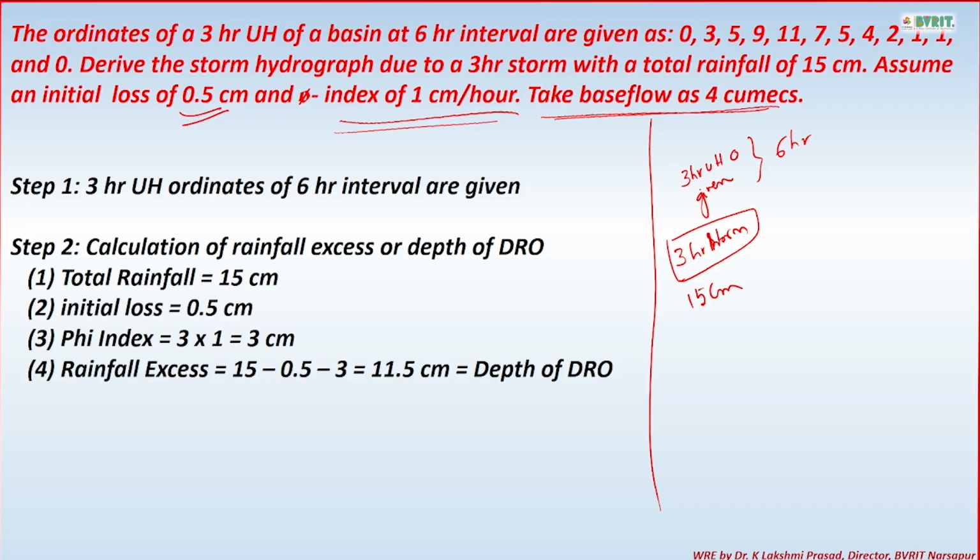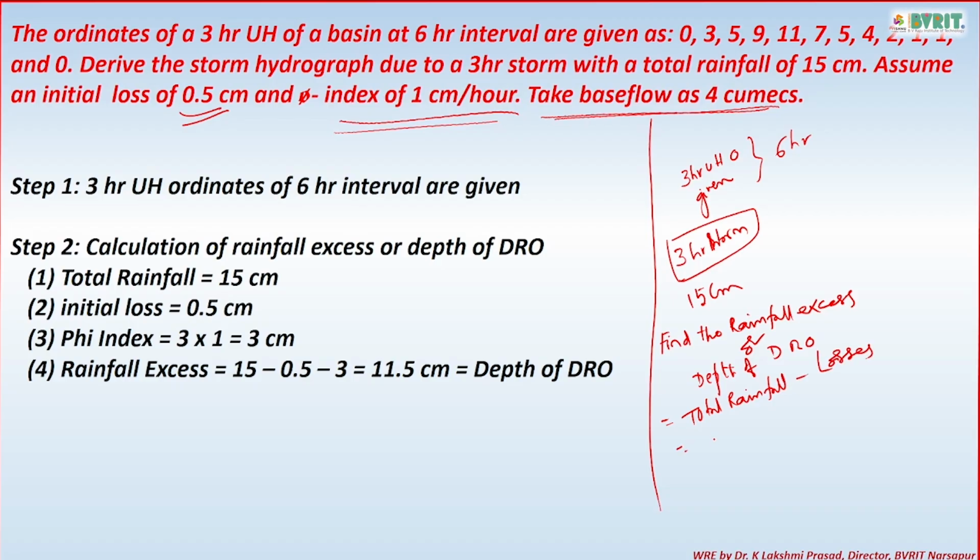So what is my first step? Find the rainfall excess, or depth of direct runoff; both are the same. How to get it? Total rainfall minus losses. Total rainfall is 15 centimeters. Minus losses: first the initial loss of 0.5 centimeters, plus the phi index of 1 centimeter per hour. The storm is for 3 hours, so naturally 1 into 3. So 15 minus 3.5 is 11.5 centimeters. So this is what I found here. Kindly check it.